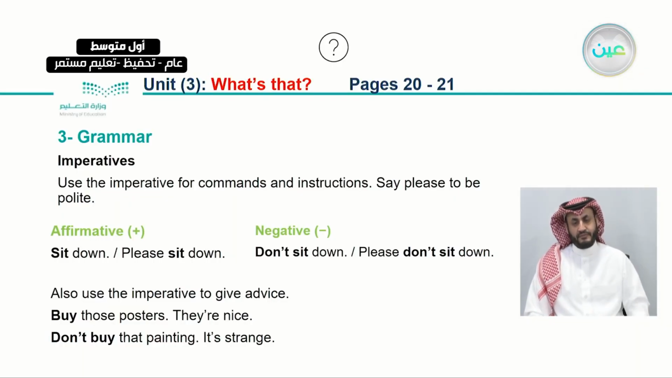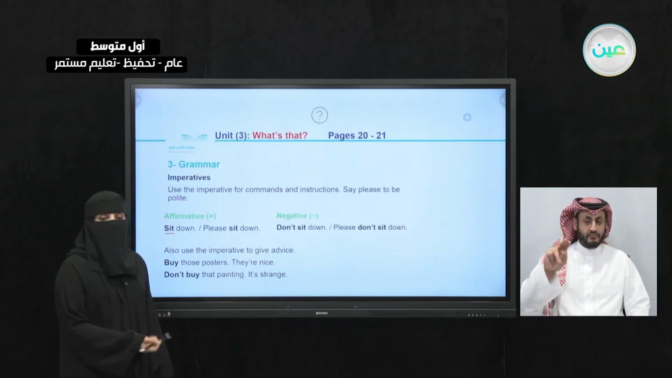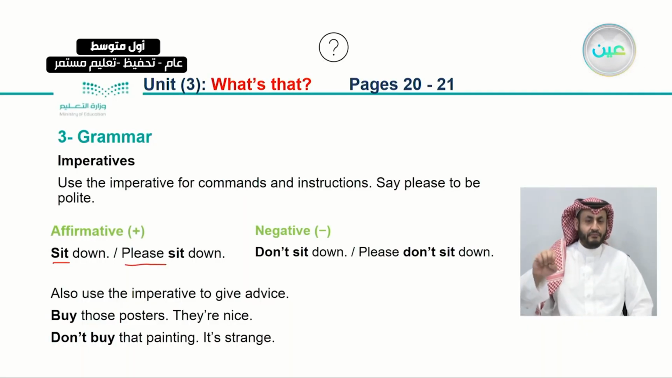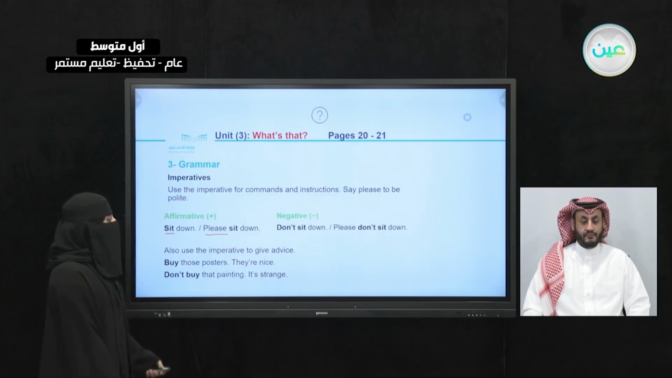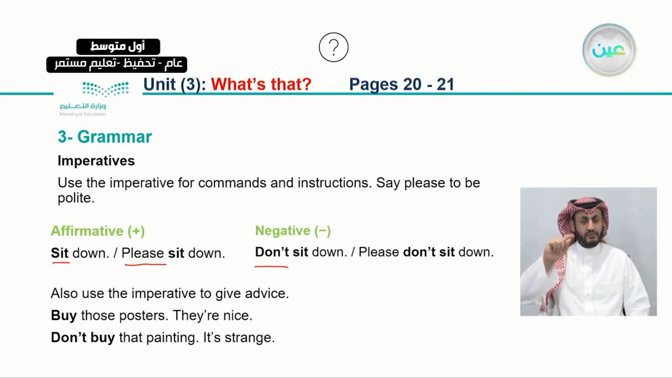Imperatives. Use the imperative for commands and instructions. Say please to be polite. Let's look at the affirmative positive form, sit down. Sit down. It's an imperative verb. I'm giving you a command, but in order to be polite, you need to follow that with please, or you can say it right before, please sit down. If I want to make the negative form of it, I would be adding do not, don't sit down. Please don't sit down.